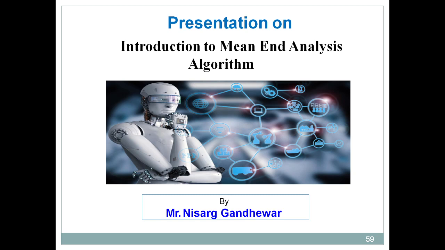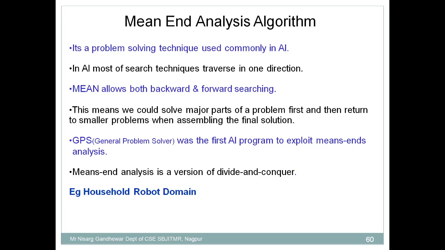Now we are at the end, so we are going to discuss the last informed search technique, that is means-end analysis. So far we discussed various informed search techniques which make use of specific domain knowledge. We found that most of the techniques traverse either in a forward direction or in a backward direction, but means-end analysis is a technique which is a mixture of both.